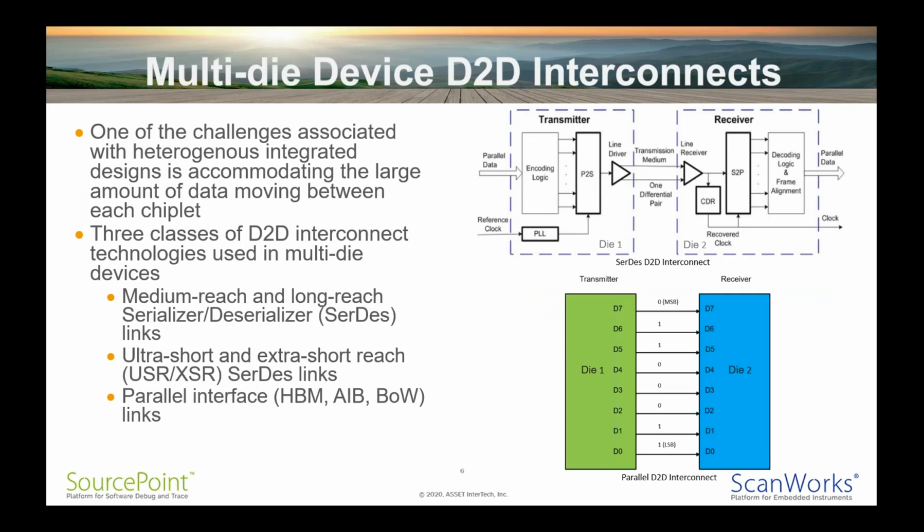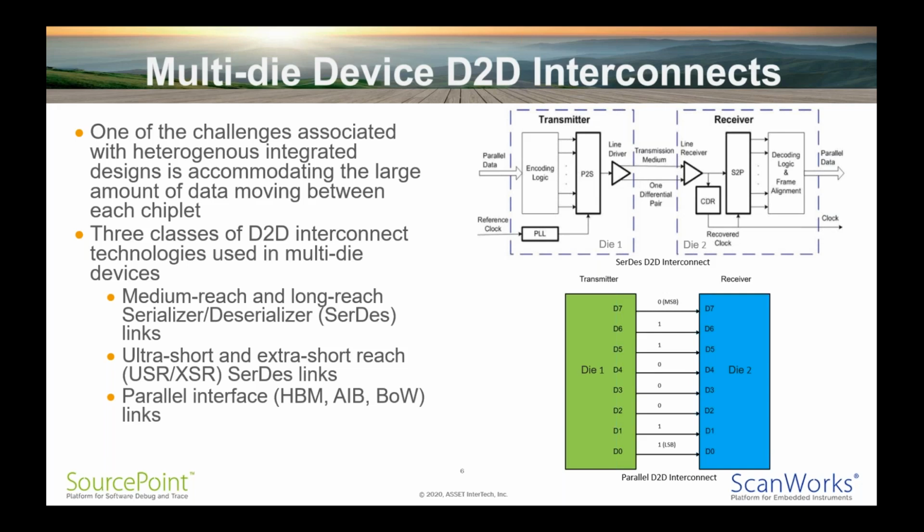One of the challenges associated with heterogeneous integrated designs is accommodating the large amount of data moving between each chiplet when in operational mode. While enormous strides have been made in advanced packaging solutions, choosing an interconnect technology that will accommodate large amounts of data and is compatible with the packaging solution is important. The ideal multi-die interconnect technology is scalable, has low power, is area efficient, and buildable in a low-cost silicon and packaging technology.